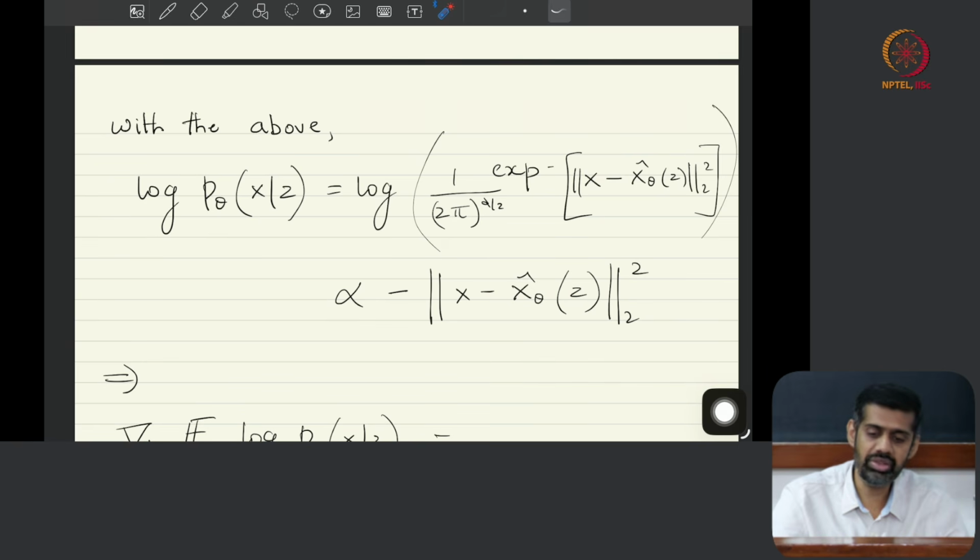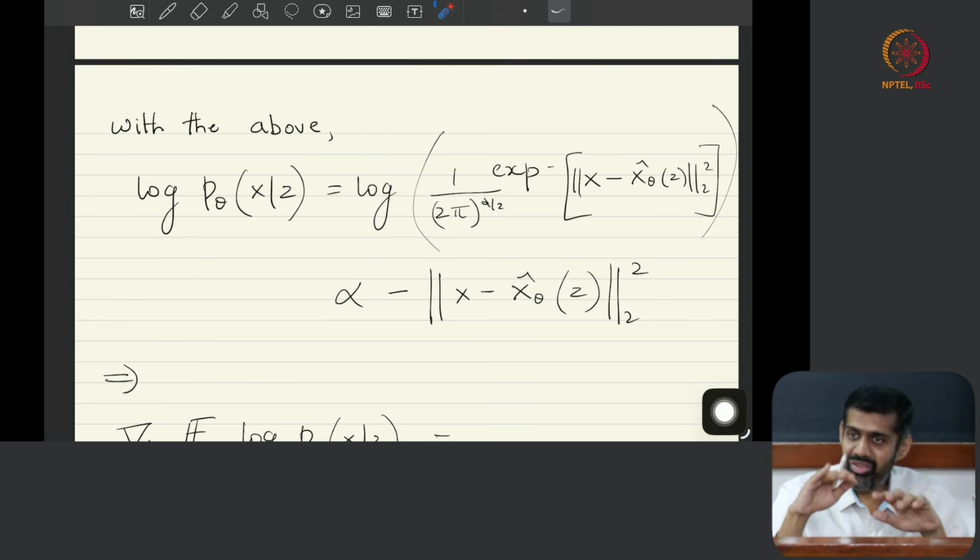So, if you assume this to be a Bernoulli, what is the output of the neural network then? Every neuron of the output of the decoder is giving you the parameter of that Bernoulli distribution, which is the probability of that particular pixel being white. If you model it that way, then this will be cross entropy.